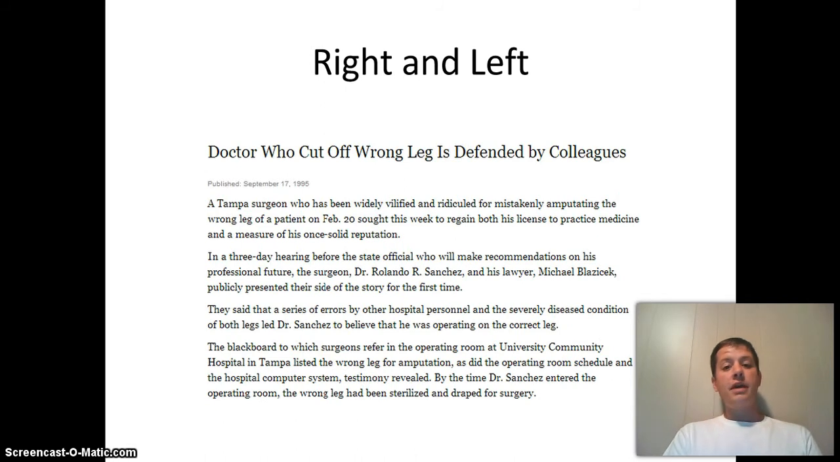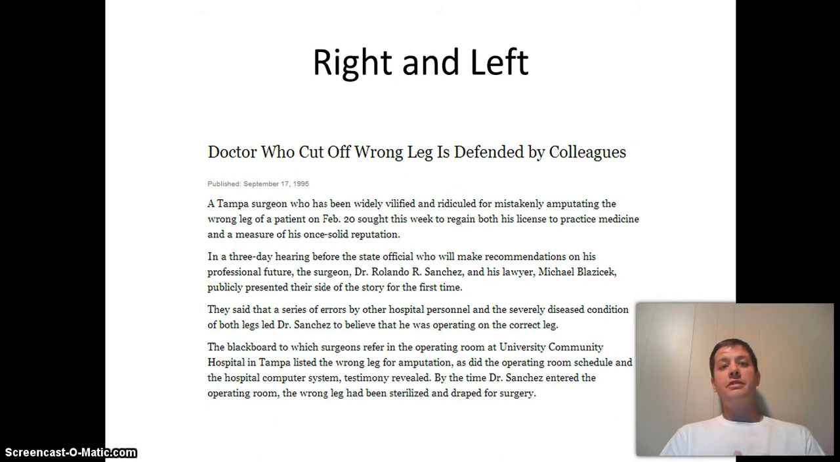Here's one reason why anatomical terminology is so important. Even understanding the terms right and left can get you in trouble. There's a story back in 1995 about a doctor in Tampa. He was a surgeon, and there was a patient who had two diseased feet. Both of them looked really diseased. Well, the left foot needed to get amputated, and the right foot wasn't quite that bad. But the chart said amputate the left.